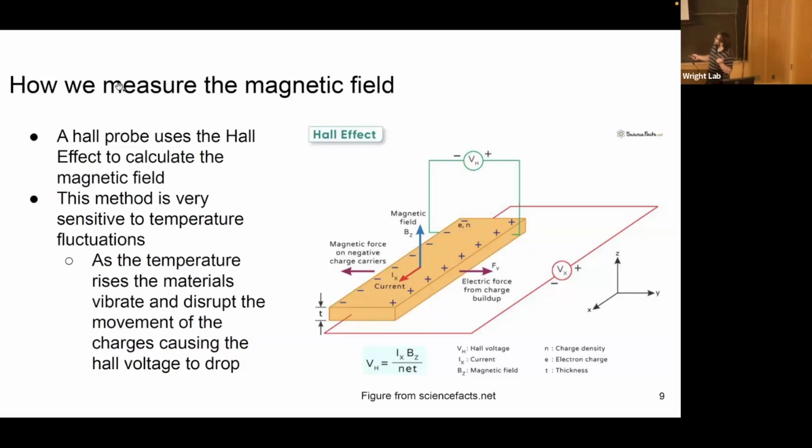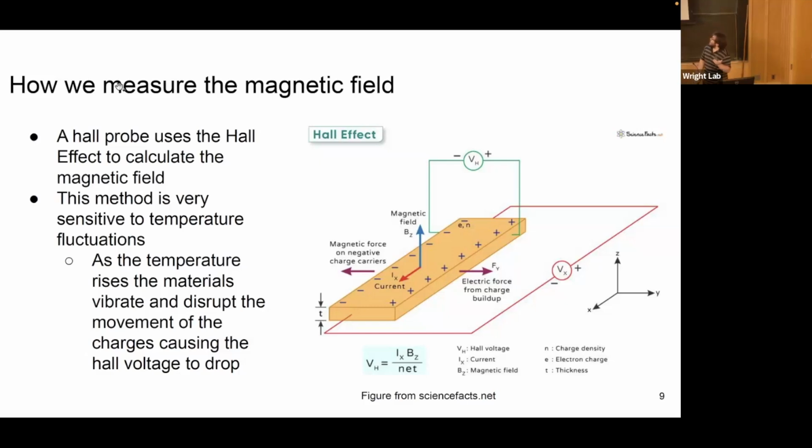Using this equation here, we can calculate the Hall voltage with some constants, a current which would also be constant, and then we have the magnetic field. In this case, we'd be looking for the magnetic field, so we would just move that over, and then we can back the magnetic field out from each position by measuring the voltage.